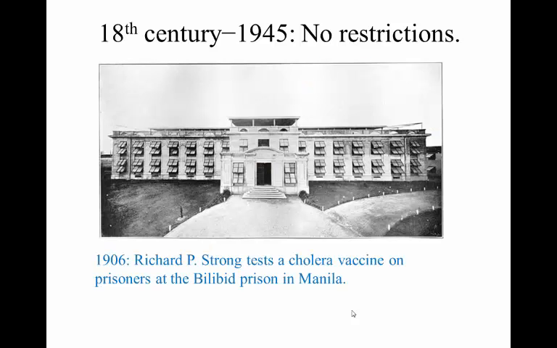To give another example, in 1906, Richard P. Strong tested a cholera vaccine on prisoners in the Bilibid prison in Manila. The prisoners were not asked for their consent, nor were they informed of the nature of what was going on. They were, however, given cigarettes. Unfortunately, the research was very sloppy, and 13 prisoners were accidentally given the bubonic plague and died. Later, Strong went on to investigate the cause of beriberi by intentionally starving prisoners, again resulting in death.